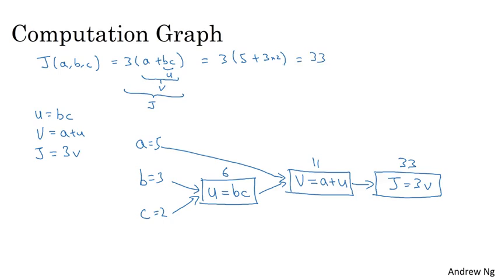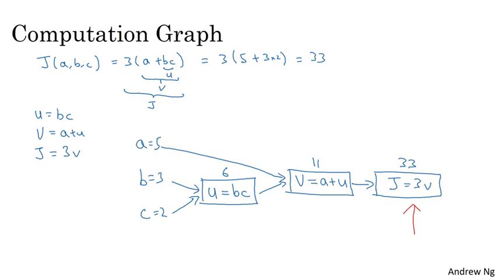So the computation graph comes in handy when there is some distinguished or some special output variable, such as J in this case, that you want to optimize. And in the case of logistic regression, J is of course the cost function that we're trying to minimize.